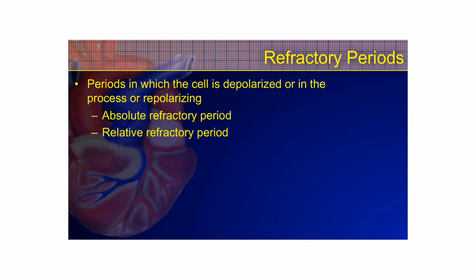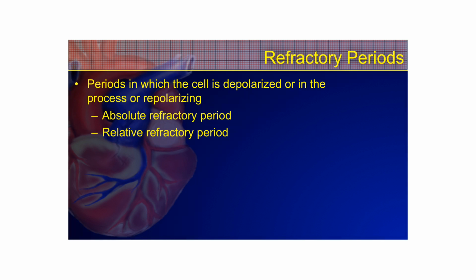Next, we're going to talk about the refractory periods, and these are periods in which the cell is depolarized or in the process of repolarizing. It consists of 2 different phases. You have the first half, which represents the absolute refractory period, and this is a period of time from phase 0 to about the middle of phase 3 of that cellular action potential, in which the ventricles have not sufficiently repolarized, so you can't have another depolarization.